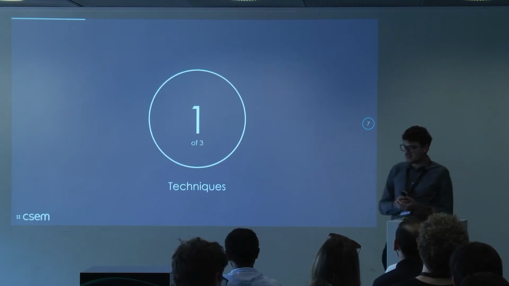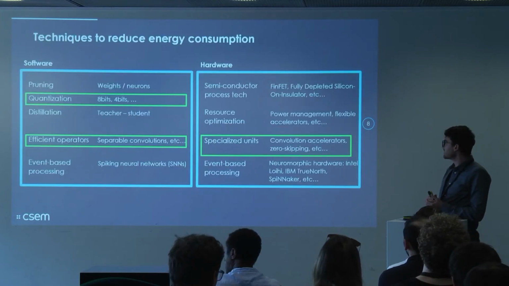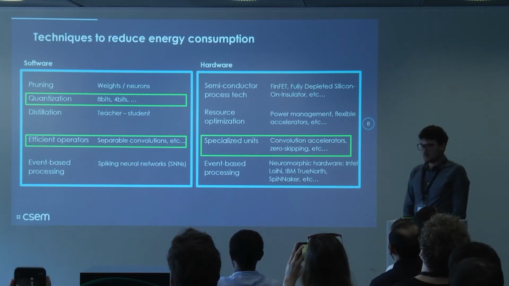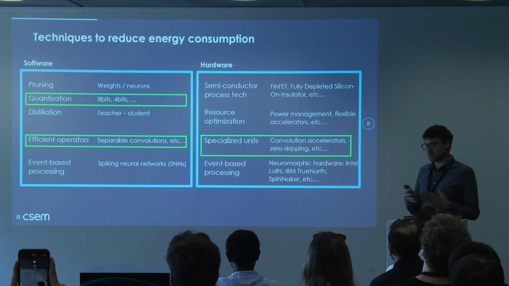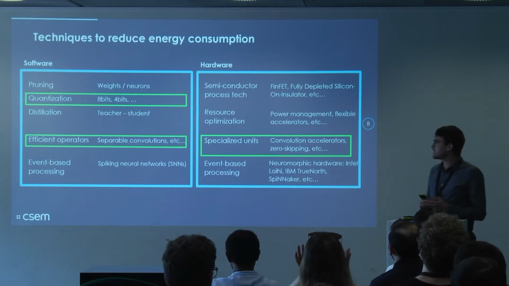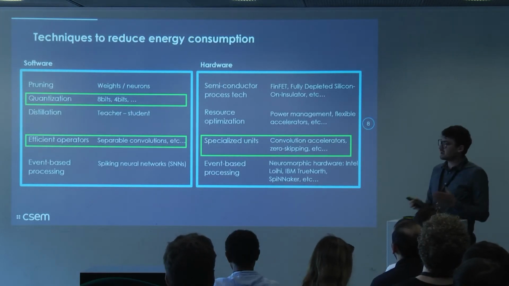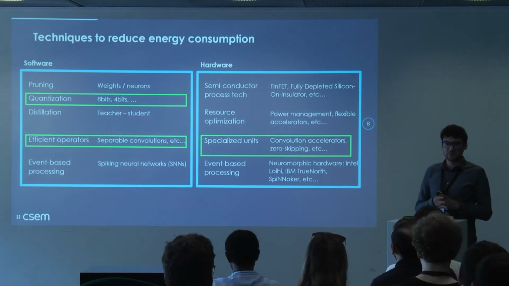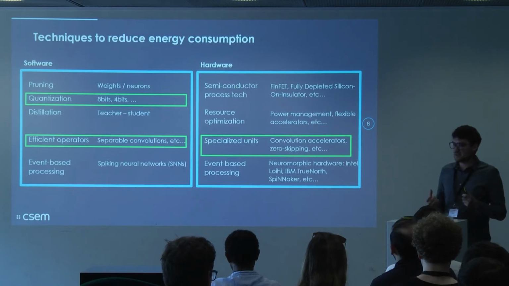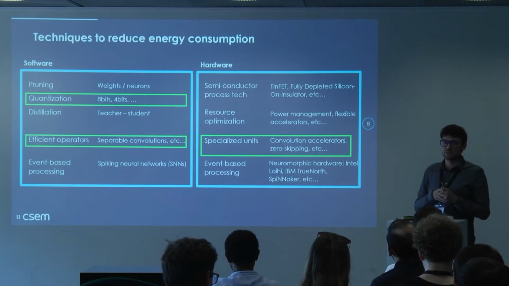Now I will present the techniques that we can use in edge processing and face detection. There are techniques to reduce the energy already, and there is a lot of research going on in this field. On the software side, you have optimizations like pruning, which removes weights of the model, quantization, which reduces the bit precision of the weights of the model, and distillation, which is a technique that uses a large model, and you train a smaller one to try to imitate what the large one does.